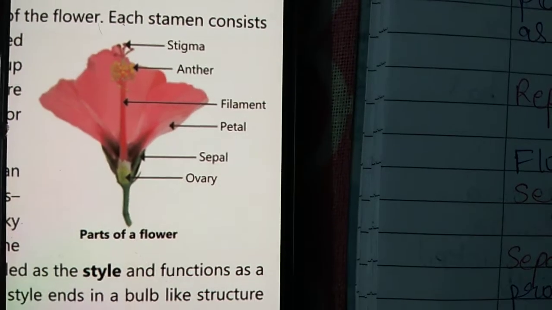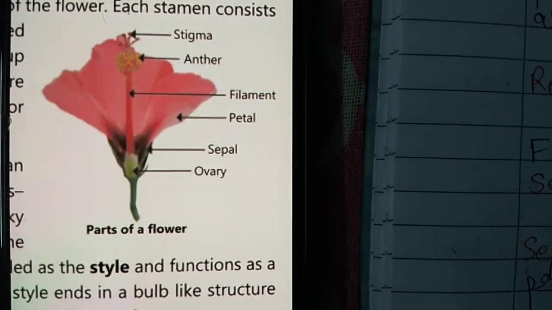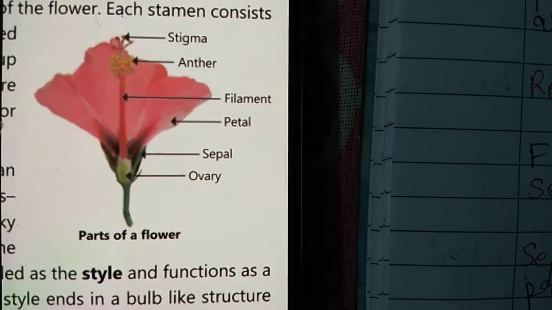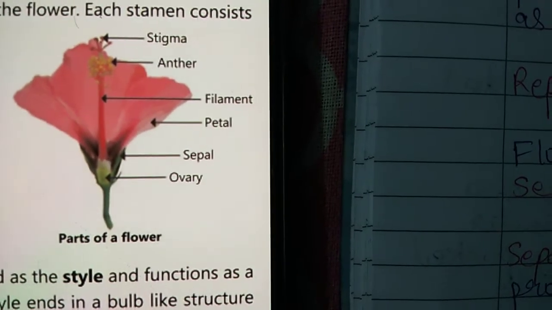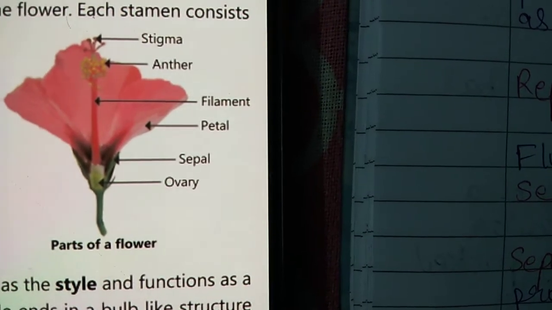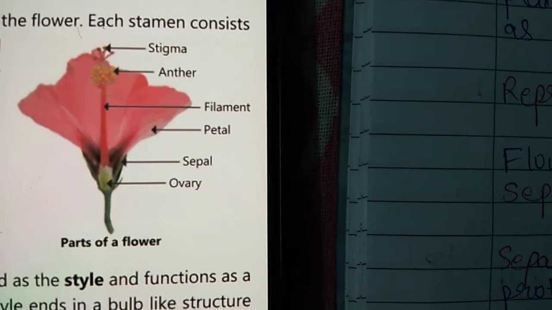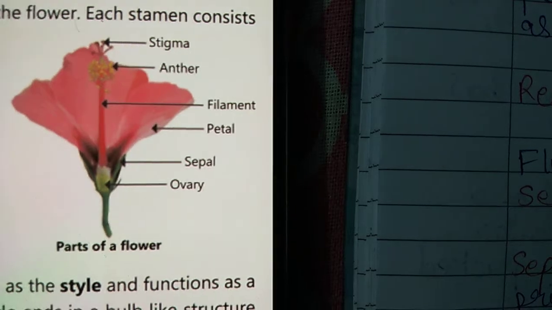So as you can see there in the figure, the petal and the sepal, right? Sepals are leaf-like, which are at the base, and petals are brightly colored. The main role of petals is to attract insects and birds. Now why do they need to attract insects and birds? They need to attract insects and birds for pollination. We'll see what pollination is.